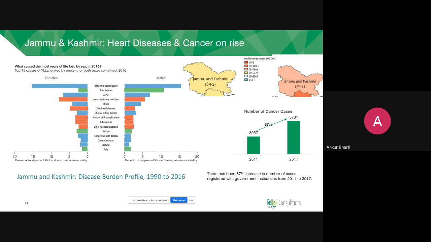Now this was the disease burden of Jammu and Kashmir. You can see it is very similar to the national level. The cardiac diseases, lung diseases, they are much higher in Jammu and Kashmir as well. Actually, the Indian population is genetically very prone to diabetes and cardiac diseases. So it is in our genes.